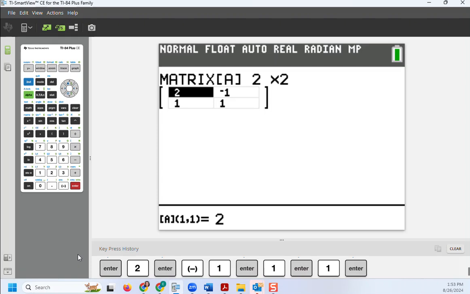Who else wants help? Are you doing all right? You got it in? Okay. All right, second quit, and then we're going to enter matrix B.